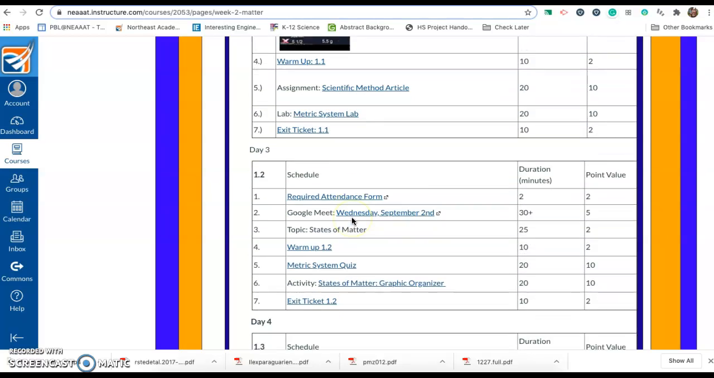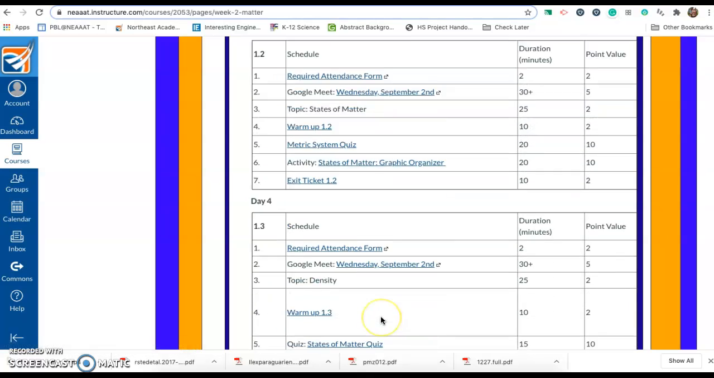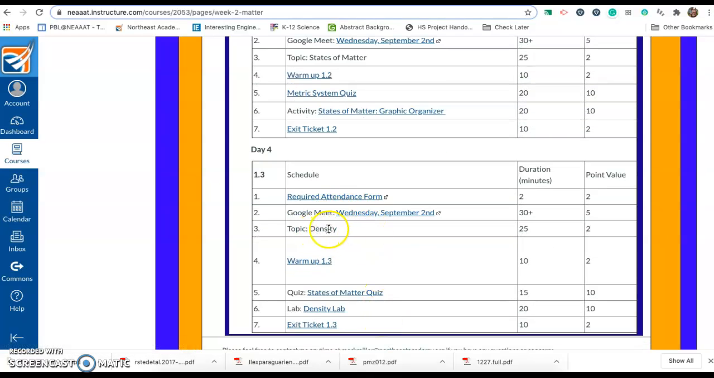Quickly look at the schedule for today. Covering density. There's a warm-up, exit ticket, quiz, and the density lab. You will need some materials for the density lab, so look over that briefly before you begin class. You're going to need a couple of different materials, and I'll also post a video conducting this density lab.